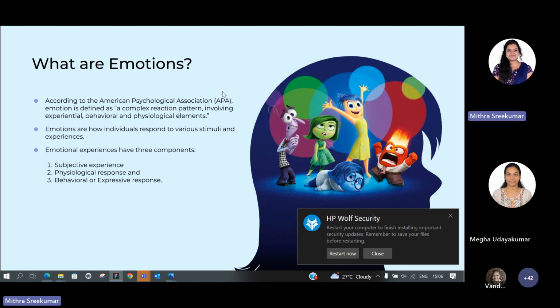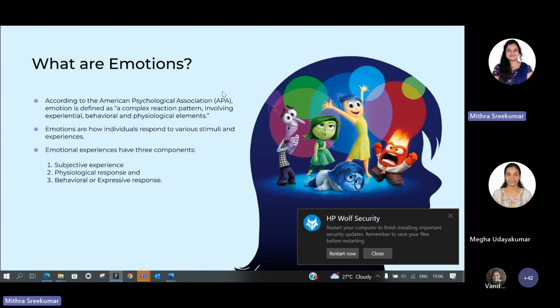According to the American Psychological Association, emotion is a complex reaction pattern involving experiential, behavioral, and physiological elements. So, emotions are how individuals respond to the various stimuli or experiences around them. Emotional experiences have three components: subjective experience, physiological responses, and the behavioral or expressive response.